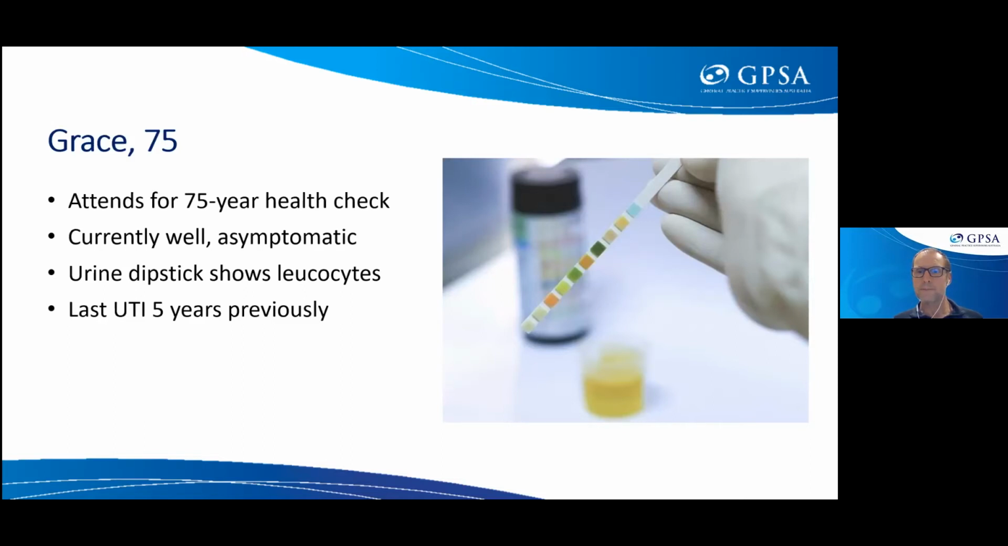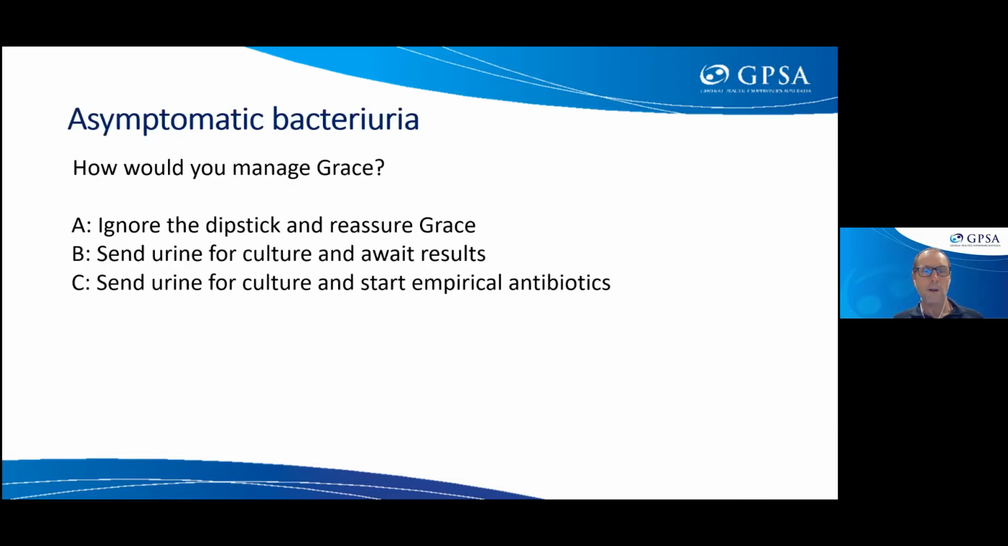So a poll, how would you manage Grace? So completely well, 75-year-old woman with a positive dipstick for leukocytes. Ignore it, tell her not to bother, send it off for a culture and see what it shows, or maybe start some empirical antibiotics. All right, so again, about half of you have said ignore the dipstick and reassure her, and the other half send the urine off and see what it shows.